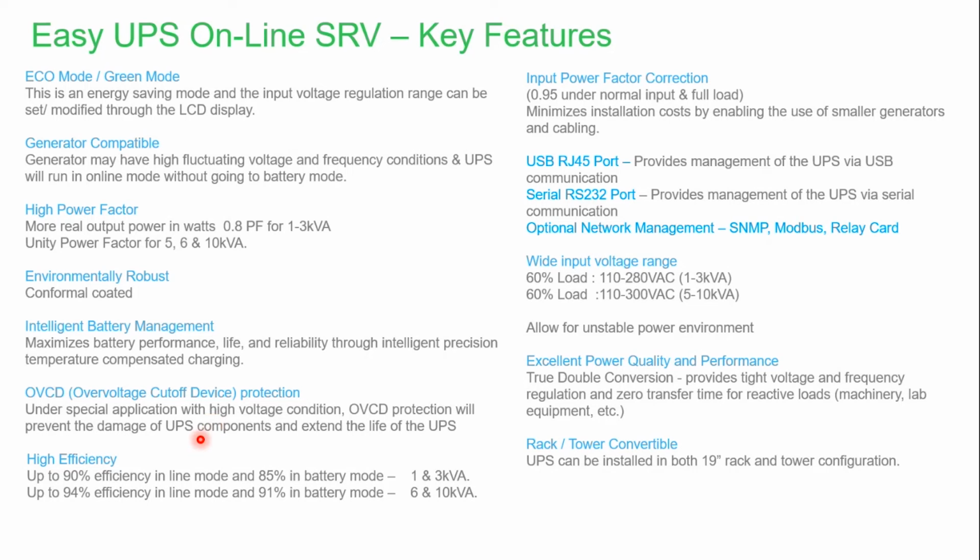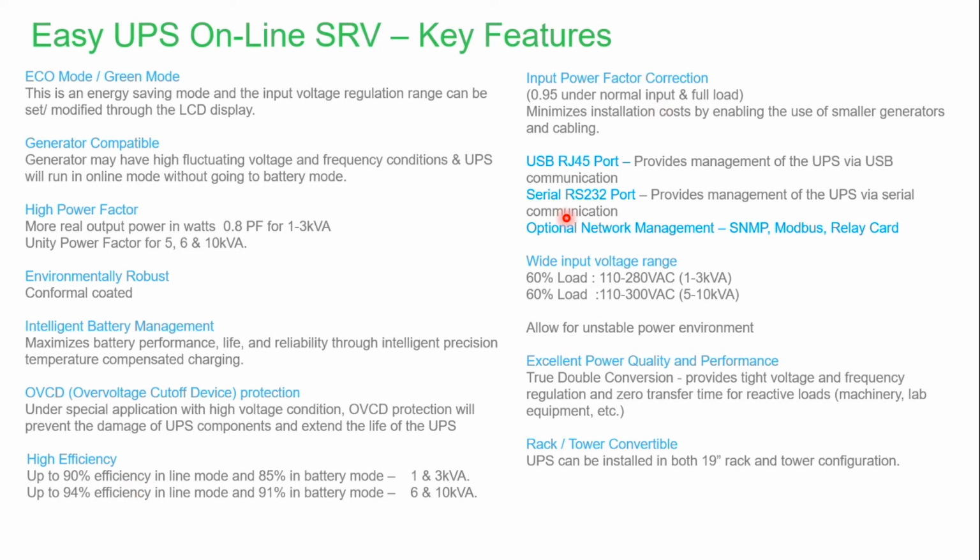Then high efficiency. Efficiency is the power we supply to the UPS compared with the power it gives us at the output after completion of the process. The efficiency of the 1 to 3 kVA is 90%, and the efficiency of the 6 to 10 kVA is up to 94%. Then input power factor correction.